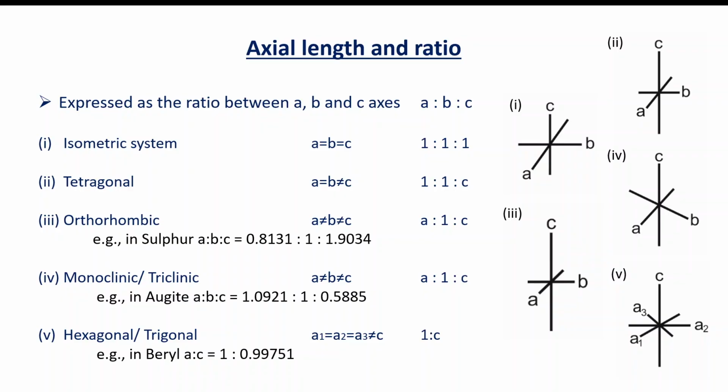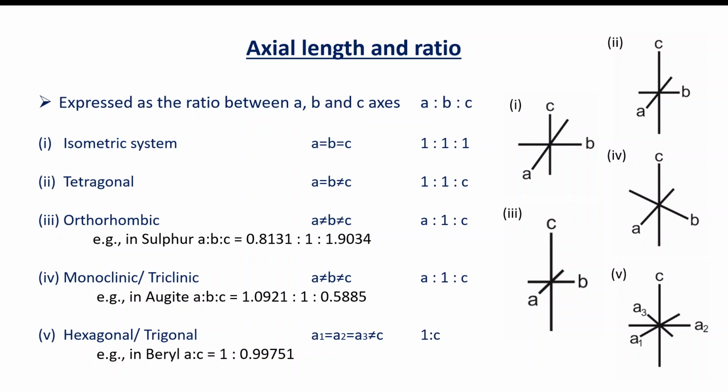So, likewise the ratio will be A, which is not equal to 1, is to 1, which is obviously 1 unit of axial length of B, which is again not equal to C. So, it will be expressed as A:1:C, like we get to see in the case of sulfur crystal, where 0.8131 is the axial length of A, to 1 axial length of B, and the axial length of C is 1.9. So, if I want to express it, I can write A is not equal to B, not equal to C.